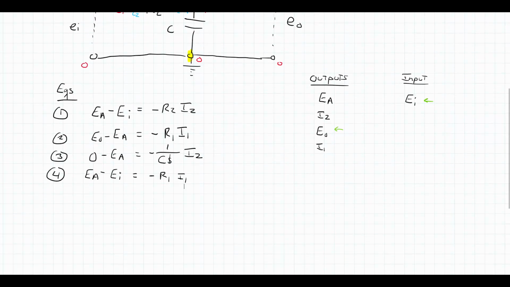I have those 4 outputs, including the one I need, E out, and I have my input EI. So this will be solvable for the transfer function that I'm searching for. So now I will go into Mathematica and put in my 4 equations to get, well, ultimately 4 transfer functions, but the one that I'm concerned with most importantly.